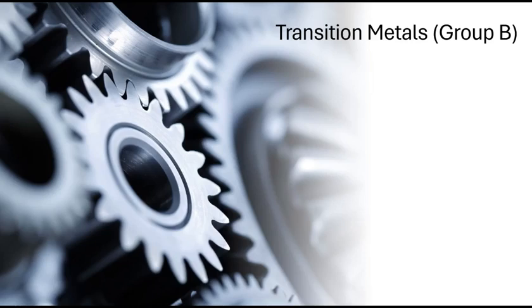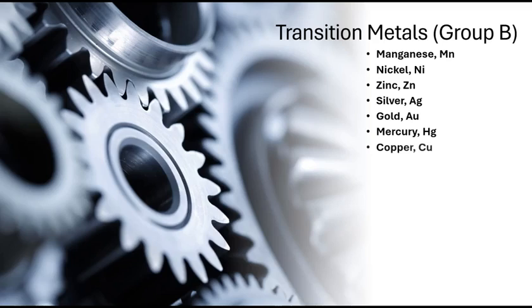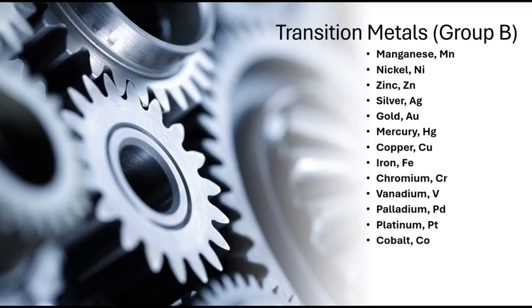Transition metals, or these are metals from group B: manganese, nickel, zinc, silver, gold, mercury, copper, iron, chromium, vanadium, palladium, platinum, cobalt, cadmium, titanium, and tungsten. This is a selection of the transition metals that you need to know. And these elements may vary in charge as ions. They tend to form cations when they undergo chemical reactions. We will be able to tell based on the one type of charge they form, or from their name or chemical symbol in the chemical formula.